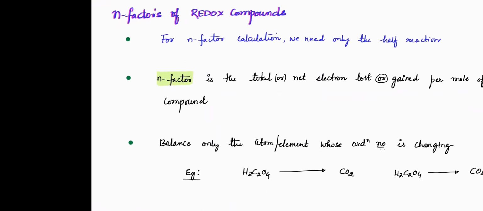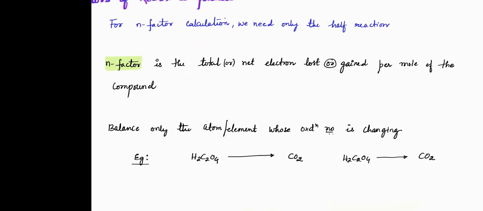Next, what is the n factor of redox compounds? For n factor calculations, we only require the half reaction. The n factor is the total net electron loss or gain per mole of a compound. So please remember the absolute definition for n factor: n factor is the total net electrons gained or lost per mole of a compound. That defines its n factor. Got it?